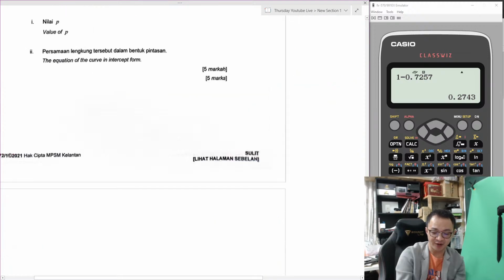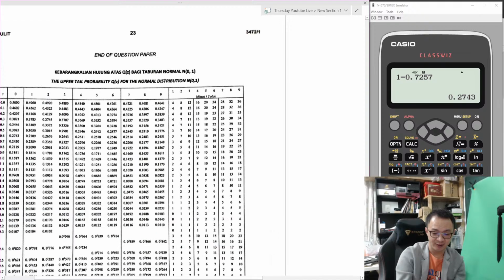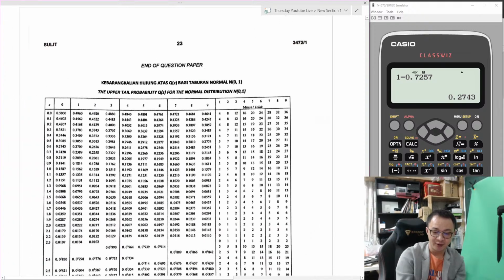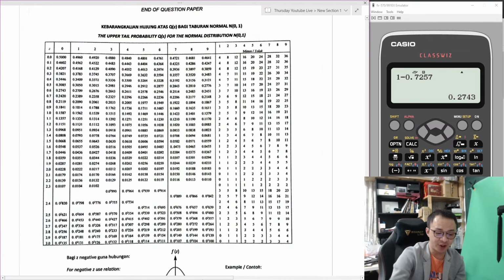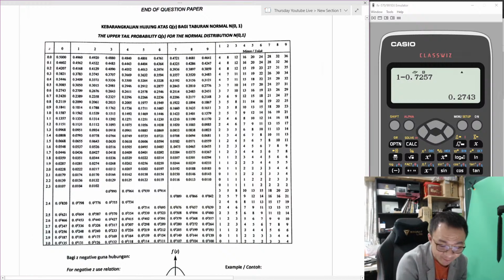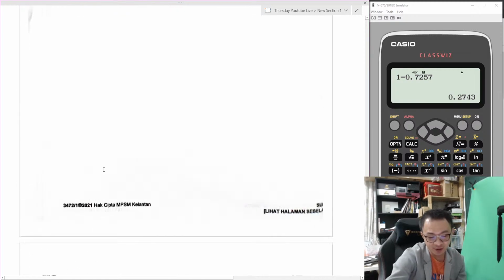I believe you have the z value table here, isn't it? Okay, it's here. So 2743, you need to find 2743. 2743 is here. Do you see? 2743 is 0.6. Okay, it's nice. Then I know the whole thing equals 0.6.